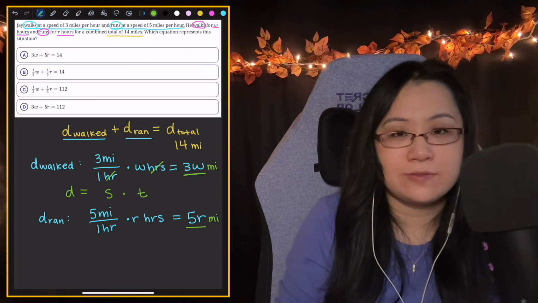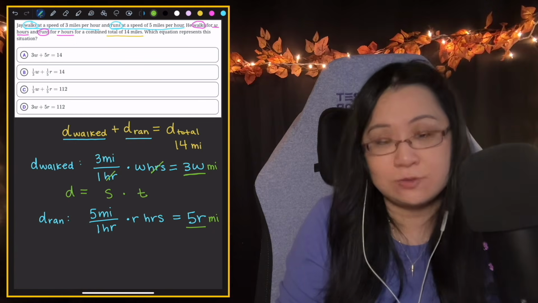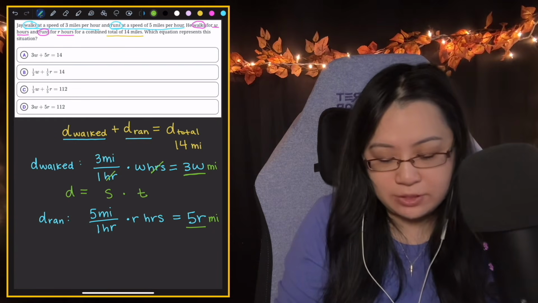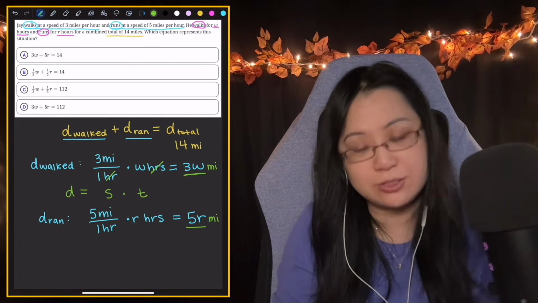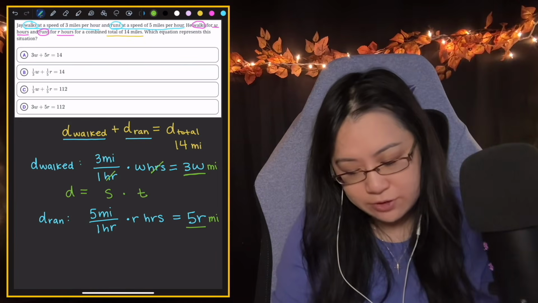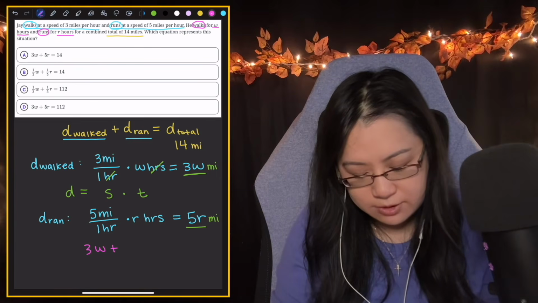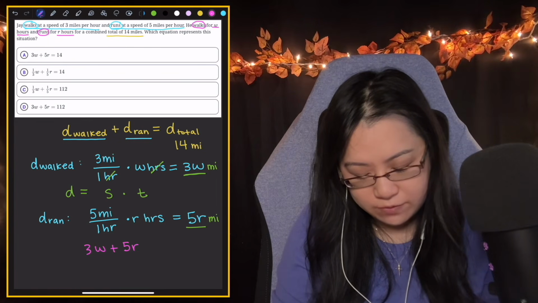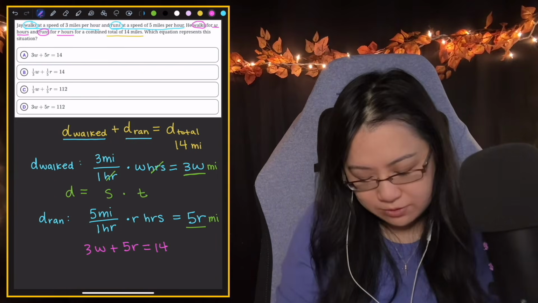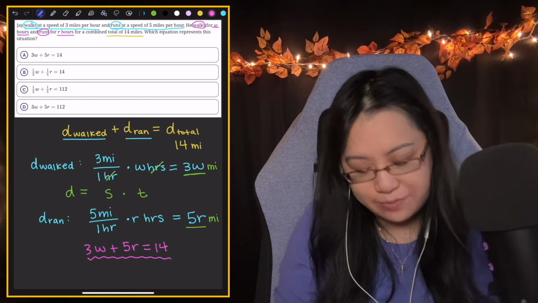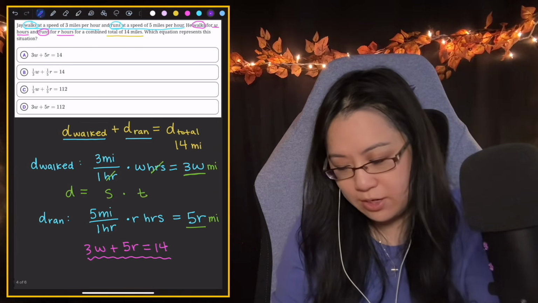So notice here that our expressions contain w and r, but we don't actually have to know what those values are. These are just expressions to represent the distance walked and the distance run. So it could be half an hour, could be 5 hours. It doesn't matter here. These are just general expressions. So for D walked, we have 3w, plus for run, it's 5r, and the total is 14. So notice we have miles plus miles is miles. So this is our expression, 3w plus 5r equals 14. So that would be answer A.